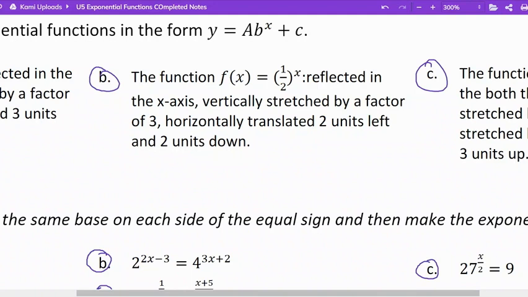What that means is, in order for us to write the equation, we need to be told what the base is. In this question, we are told that the base is 1/2. Okay? So that's an important piece. What is the base function? Well, the parent function is y equals 1/2 to the power of x. It is reflected in the x-axis. That means that's a vertical reflection. That means that A is going to be negative.